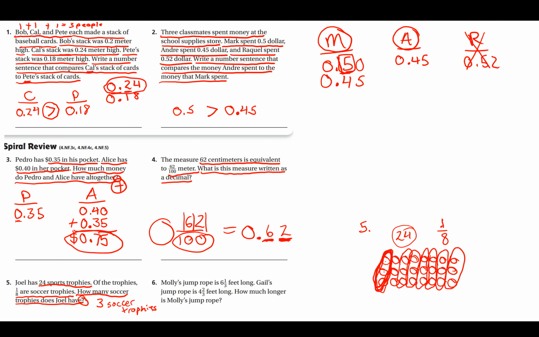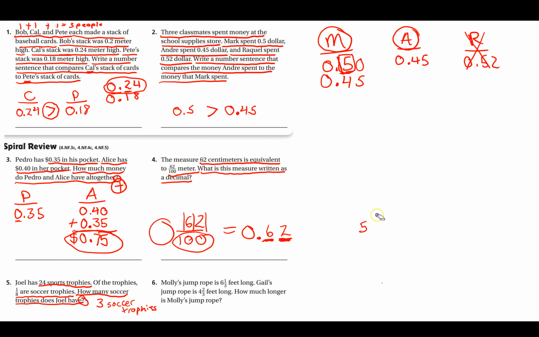More than one way to solve that problem, though. Okay. Number 6, Molly's jump rope is 6 1/3 feet long. Gail's jump rope is 4 2/3 feet long. How much longer is Molly's jump rope?